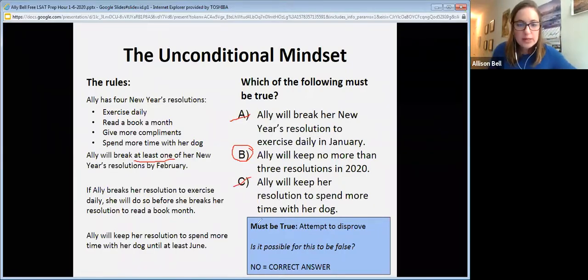So again, the point here is just to internalize this mindset. What do you want to do when you're asked which must be true? You want to ask yourself, can any of these answers be false? And try to cross off the answers that can be false. The one that cannot be false is going to be your correct answer. I'll pause for a moment and let me know if you have any questions so far.